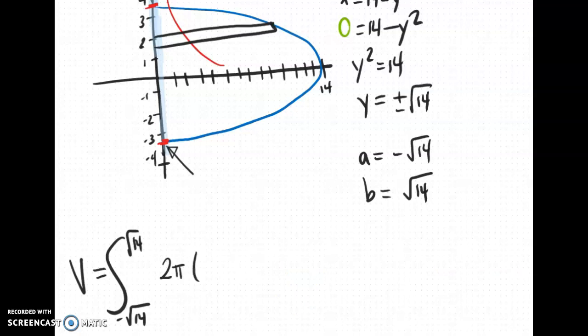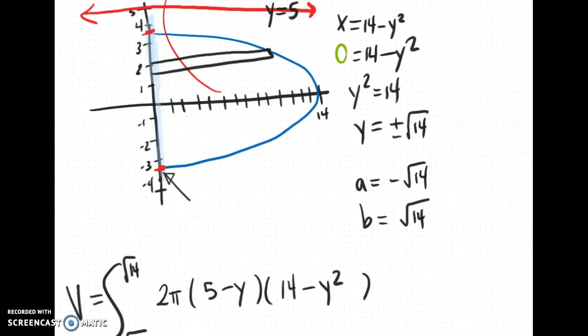And then we have the function in terms of y. So it's going to be 2 pi times the shell's radius times the shell's height. We have the height, that is the function in terms of y. And then the radius would be our line in the center here, 5, and then minus the y value. So that's where we get that. So that is the second part of that problem.